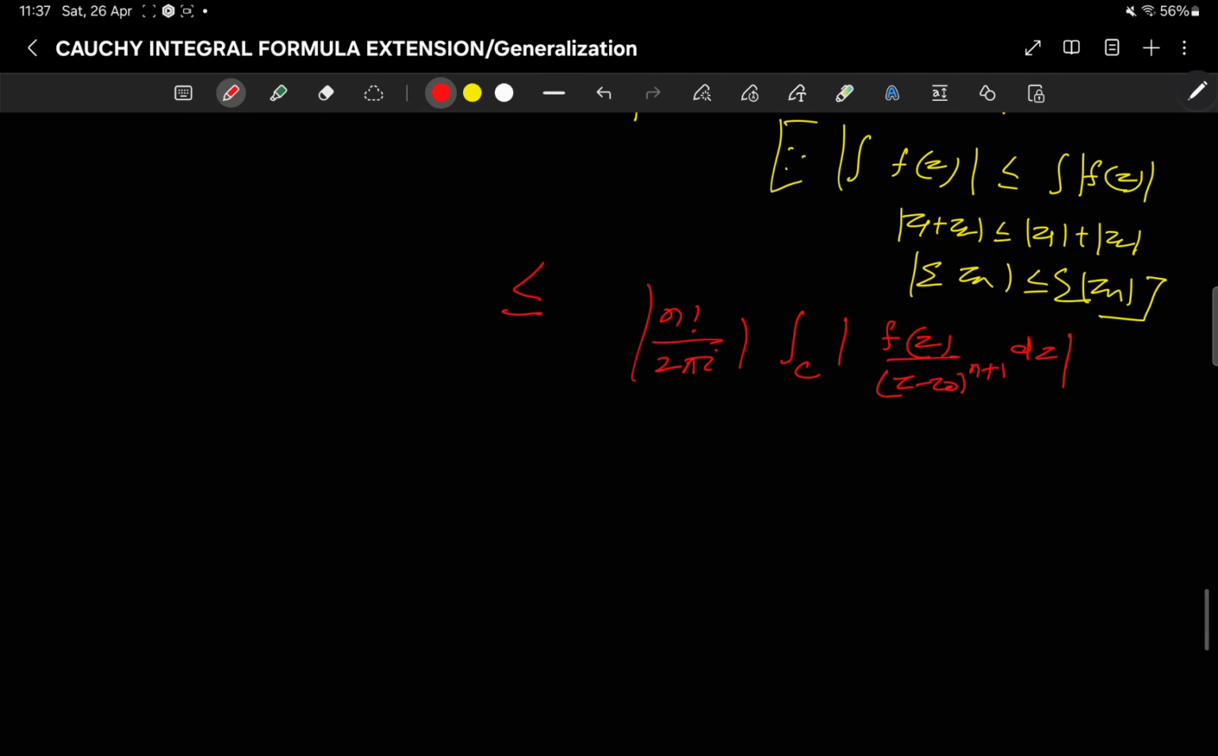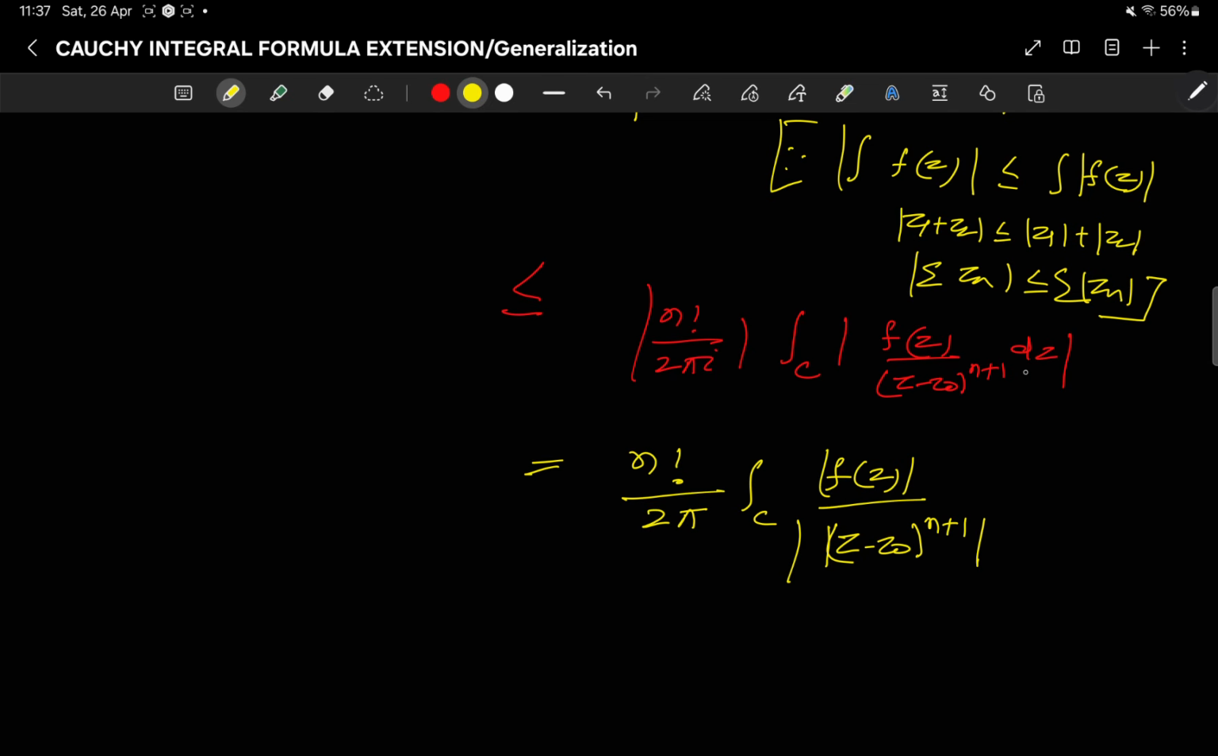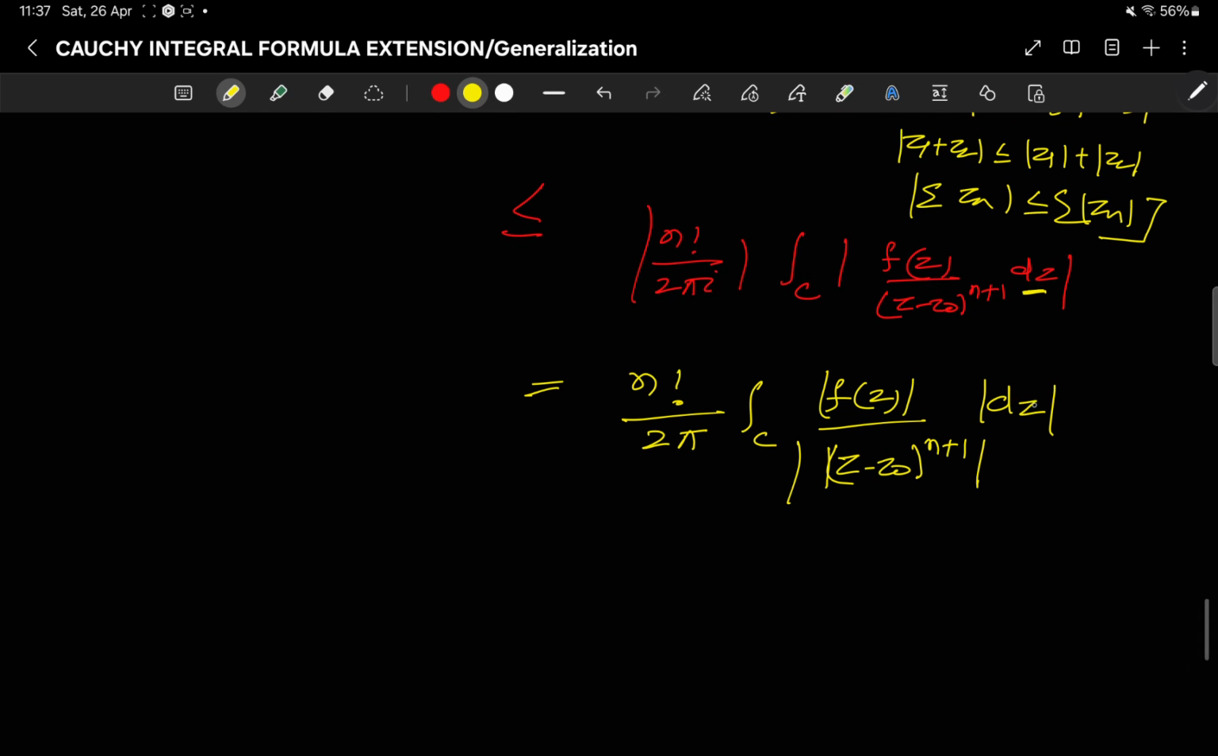Okay, so that is equal to, I can write, n factorial over 2 pi, integral over C of |f(z)| divided by |z minus z0| to the power n plus 1, modulus of this, and this is |dz|, right. So now what is |dz|?